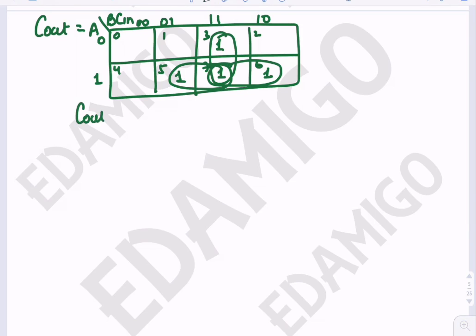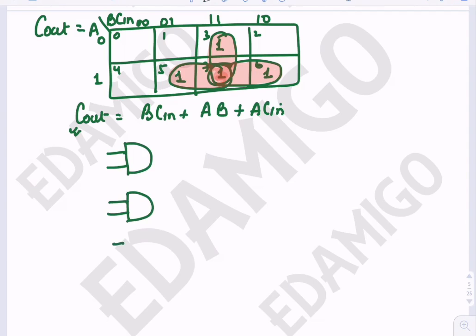So we can see that C out is equal to B C in plus A B plus A C in. Okay, so this square is B into C in, this is A into B, and this is A into C in. So this is your C out. Here we can easily see that we need 3 AND gates and 1 OR gate.